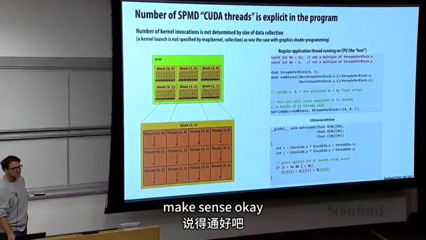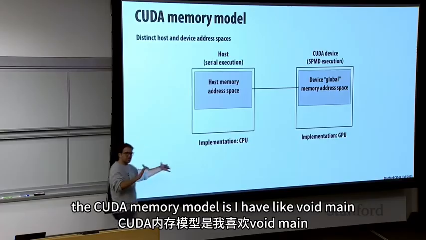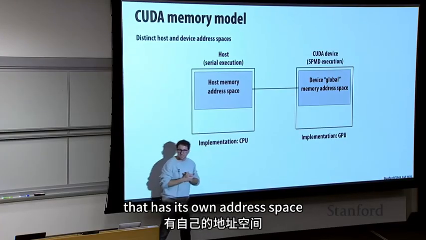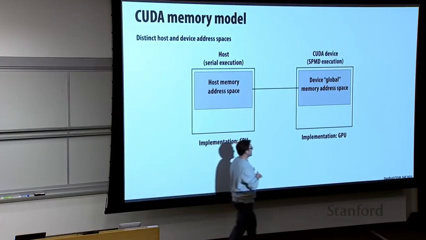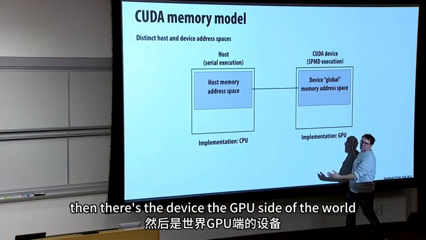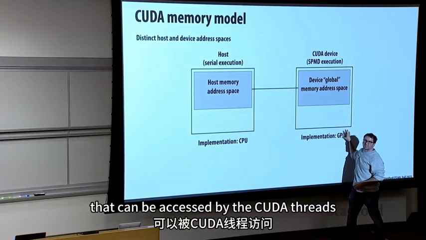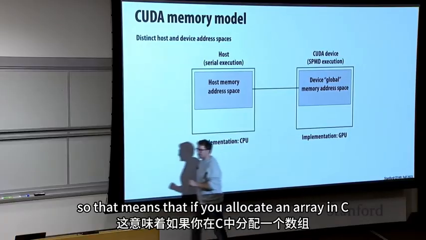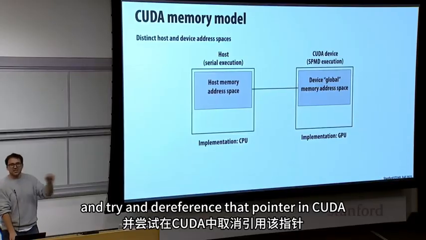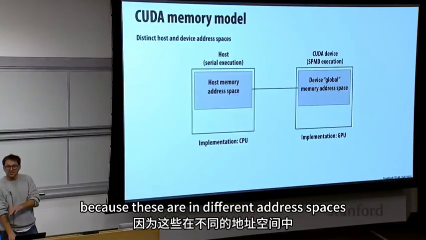Okay, make sense? Okay, so the CUDA memory model is I have void main, presumably running on the CPU that has its own address space, and in simplistic CUDA, then there's the device, the GPU side of the world, that has its own memory address space that can be accessed by the CUDA threads. So that means that if you allocate an array in C and try and dereference that pointer in CUDA, that won't work because these are in different address spaces.